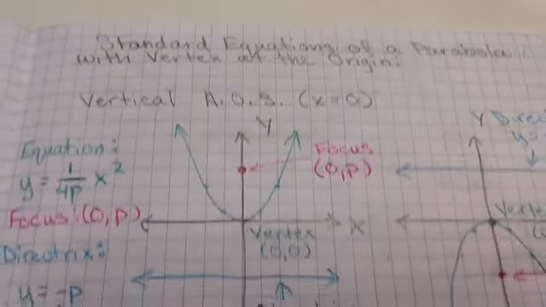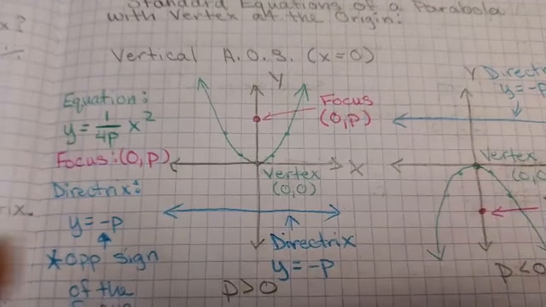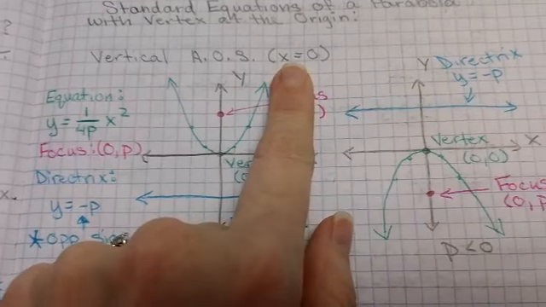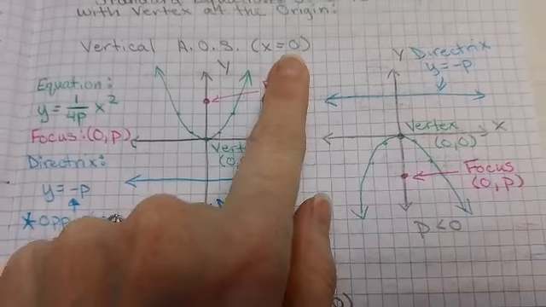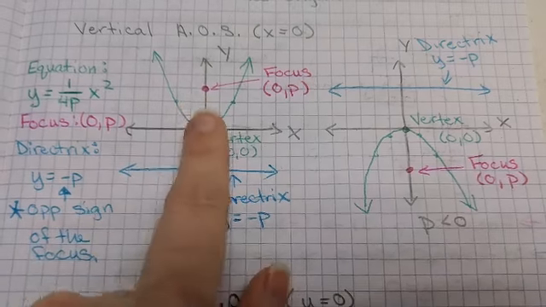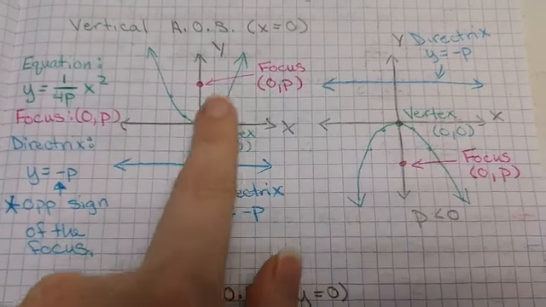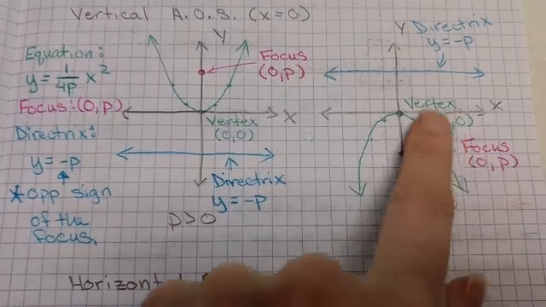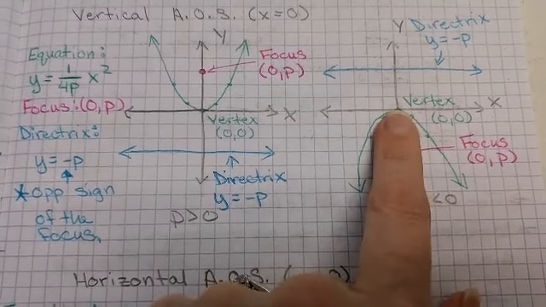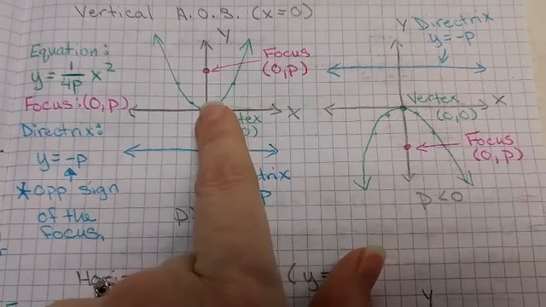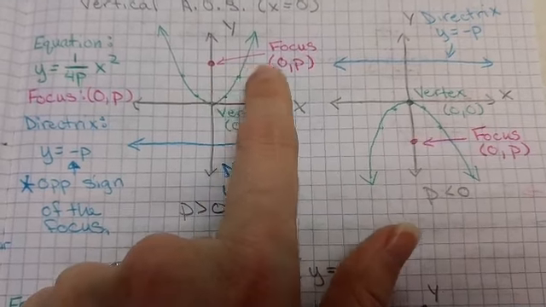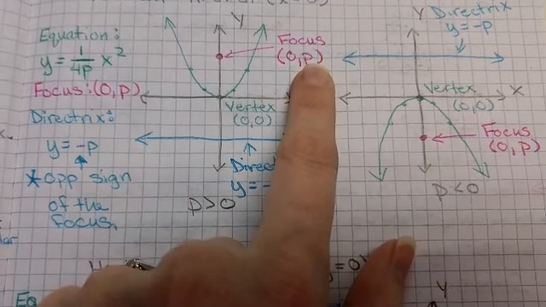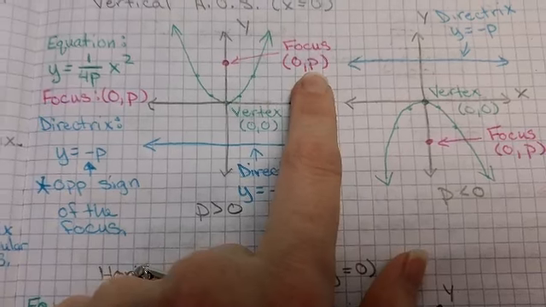So first we have our vertical AOS, and so we know if it's a vertical AOS, our axis of symmetry is x equals 0. So these are our two options. Either our parabola is going to open up, our vertex is at 0, 0, or our parabola is going to open down with our vertex still at 0, 0. If it's opening up, then our focus is going to be at the location of 0, p. We don't know what that p is right now, but we will get to that in a few minutes.